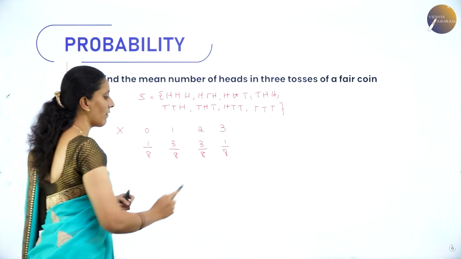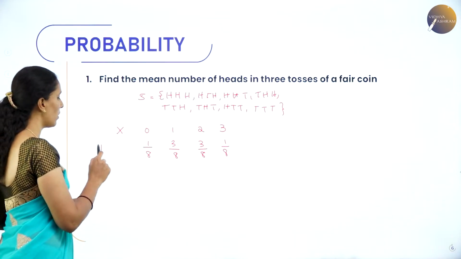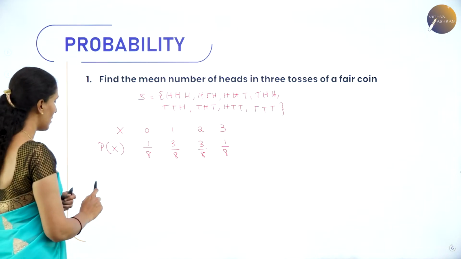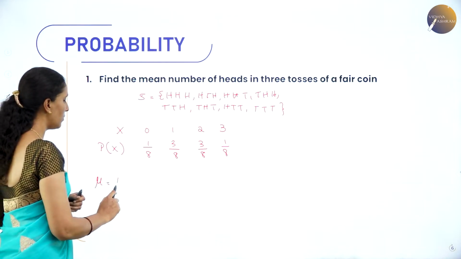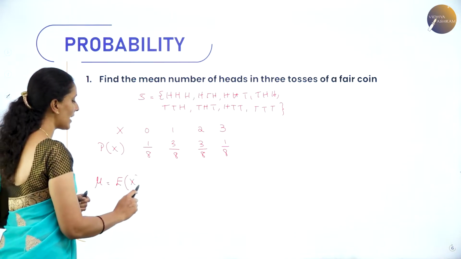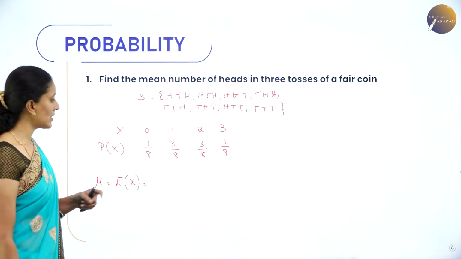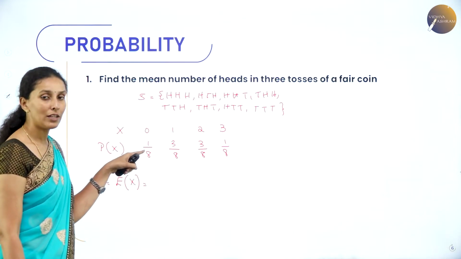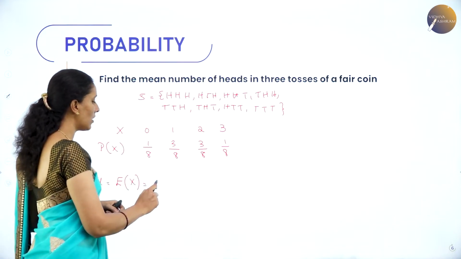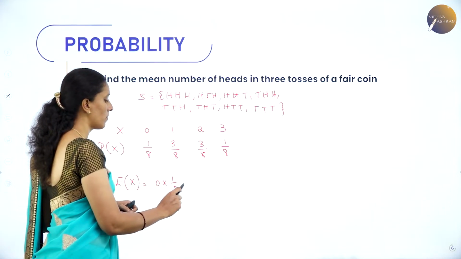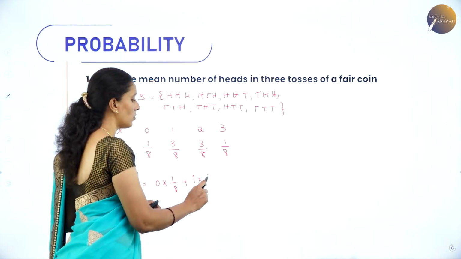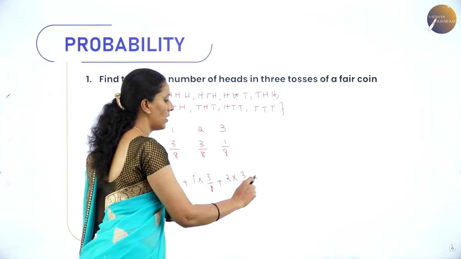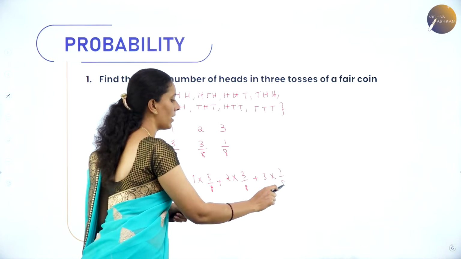So, its probability value is 1 by 8. Therefore, P of X is equal to this. Now, what is mean? It is denoted by mu, or we can also call it the expectation of X. It is nothing but the sum of the products of the random variable with respect to its probabilities. Now, we have here 0 into 1 by 8 plus 1 into 3 by 8 plus 2 into 3 by 8 plus 3 into 1 by 8.